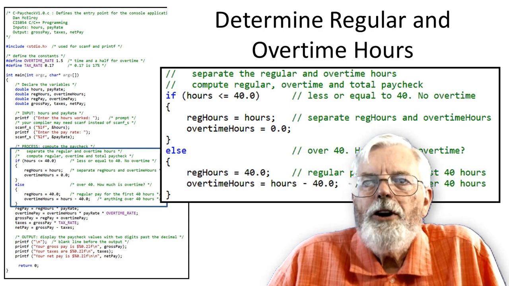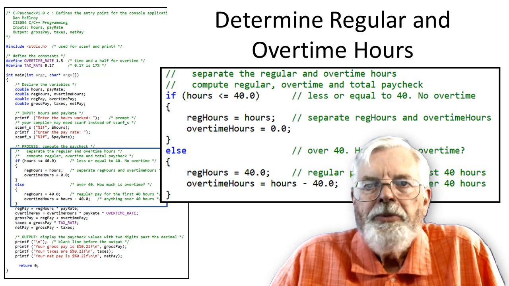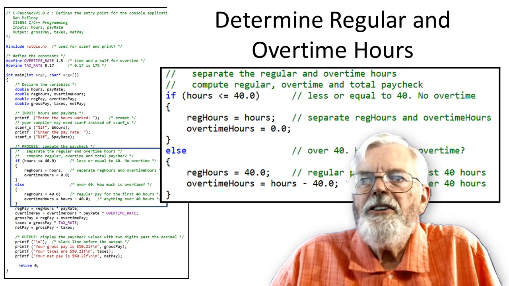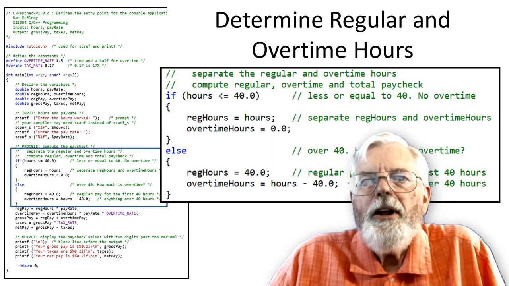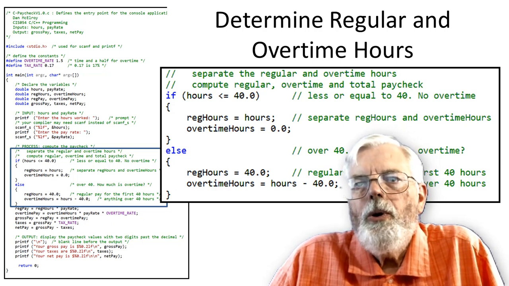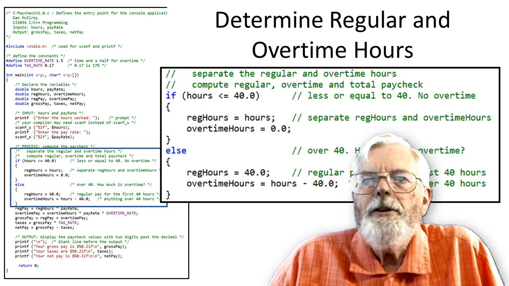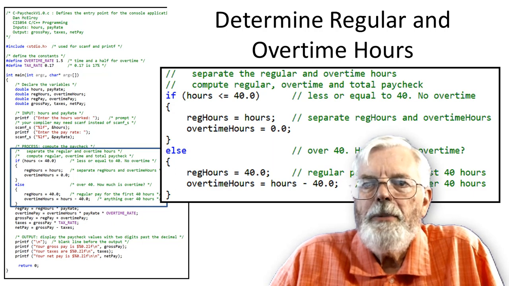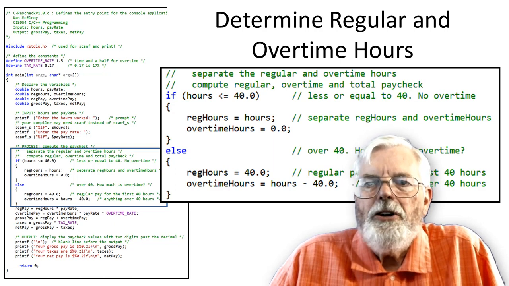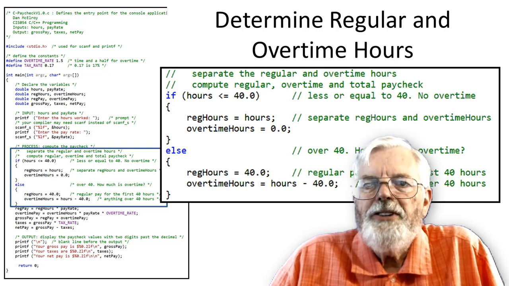The if-else statements are used to identify the number of regular hours worked and the number of overtime hours. The if statement has a logical expression enclosed within the parentheses that is testing to see if the hours are less than or equal to 40. The logical expression must evaluate to either true or false. When the expression evaluates true, that means there is no overtime and the block of code that is attached to the if statement is executed. When the expression evaluates false, the block of code attached to the if statement is skipped over and the code attached to the else statement is executed.